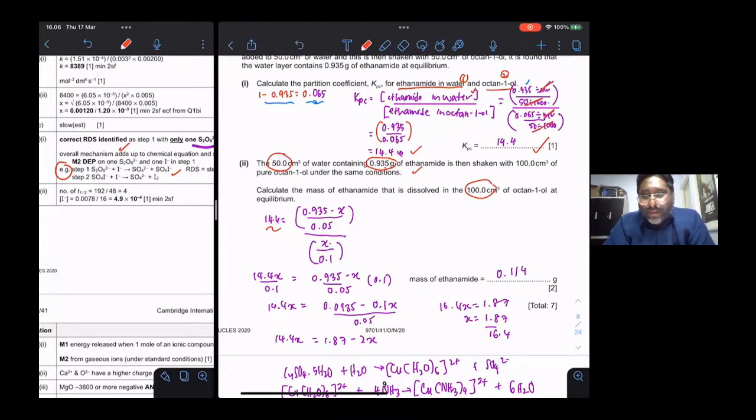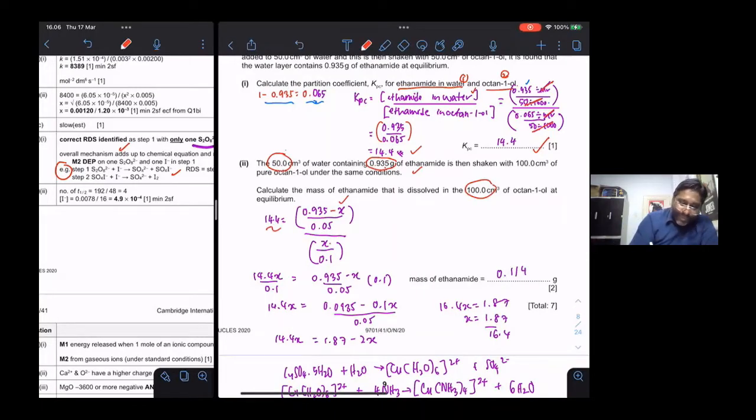And let's take that amount in mass, which is going to be in gram, as X. So I need to put minus X. It means that KPC at equilibrium, you see the ethanamide in water at equilibrium is 0.935 minus X, very important, divided by the volume. Don't simply take the volume because now we cannot simply cancel.